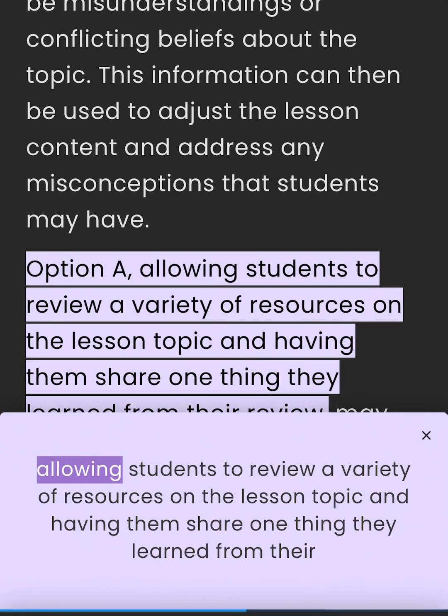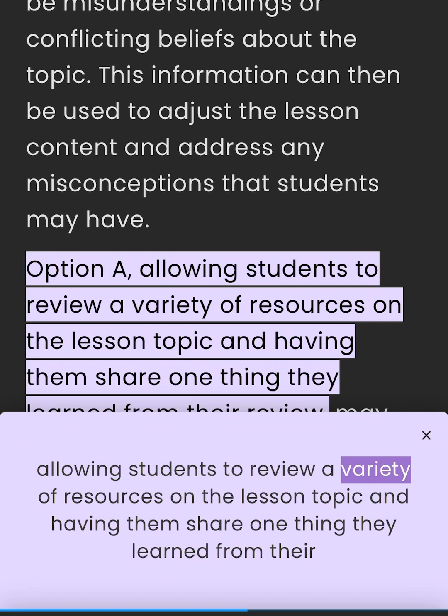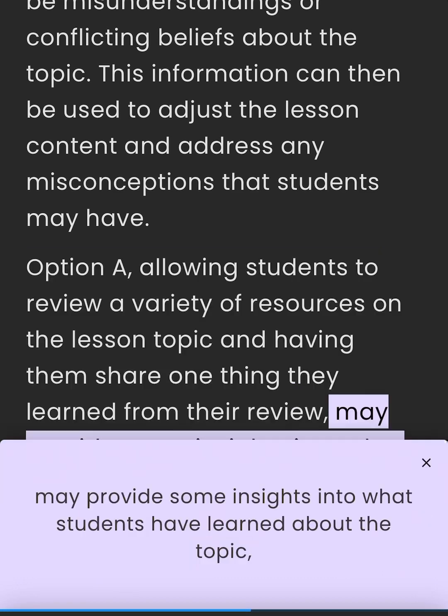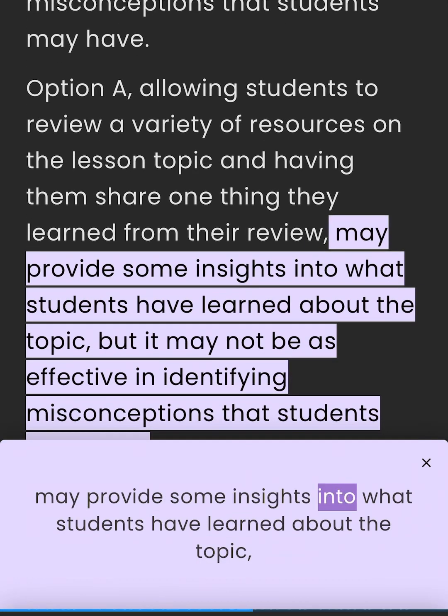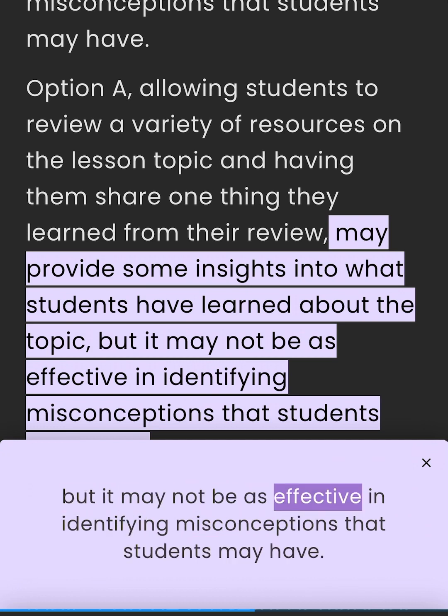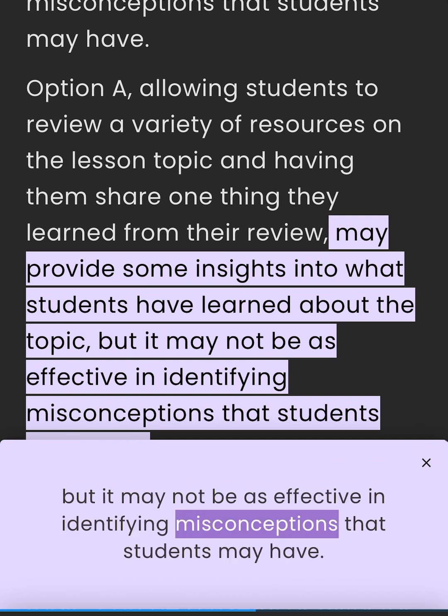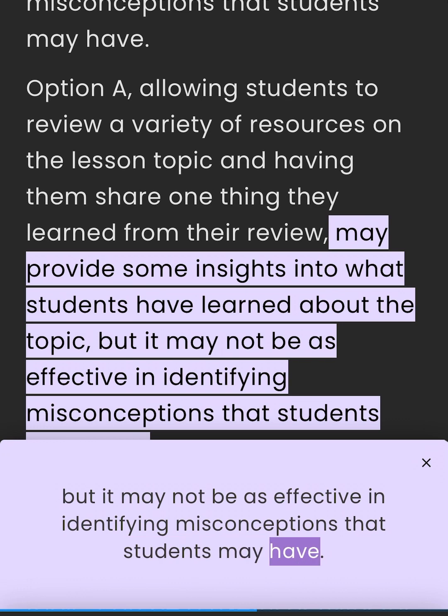Option A. Allowing students to review a variety of resources on the lesson topic and having them share one thing they learned from their review may provide some insights into what students have learned about the topic, but it may not be as effective in identifying misconceptions that students may have.